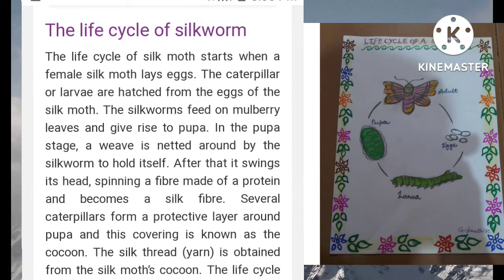Several caterpillars form a protective layer of pupa and this covering is known as the cocoon. The silk thread yarn is obtained from the silk moth's cocoon. So now we are going to learn the life cycle of silkworm in stages.